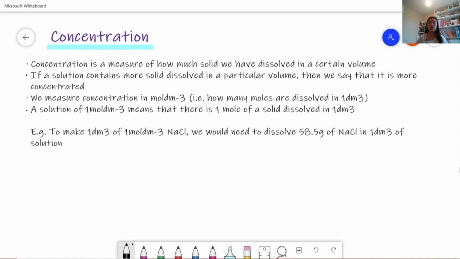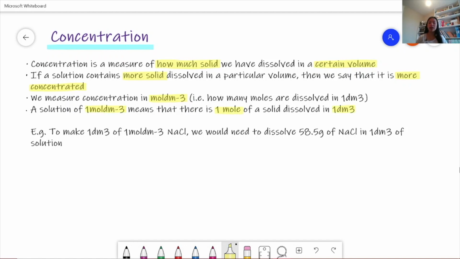So now we're going to look at concentration. So concentration is a measure of how much solid we have dissolved in a certain volume. And if a solution contains more solid dissolved in a particular volume, then we say that it's more concentrated. And so its concentration value will be higher. And we measure concentration in moles per decimeters cubed. So that's the units of concentration. And this basically means how many moles we have dissolved in 1 decimeters cubed, which is the unit of volume. And a solution of 1 mole per decimeters cubed means that there is 1 mole of a solid dissolved in 1 decimeters cubed.